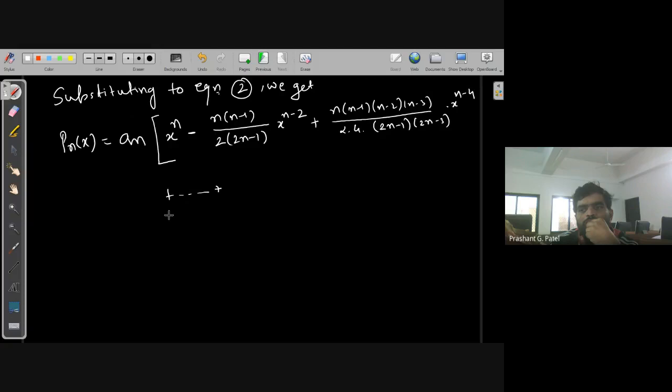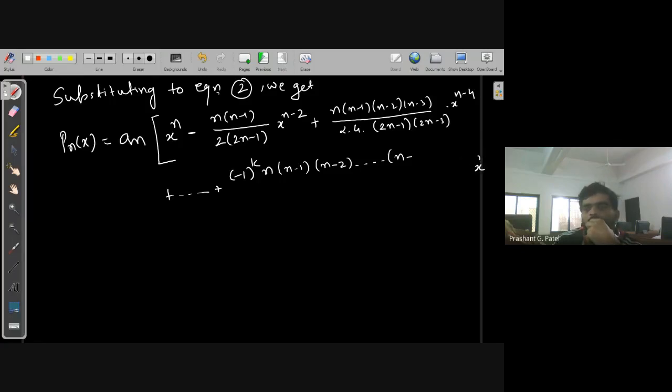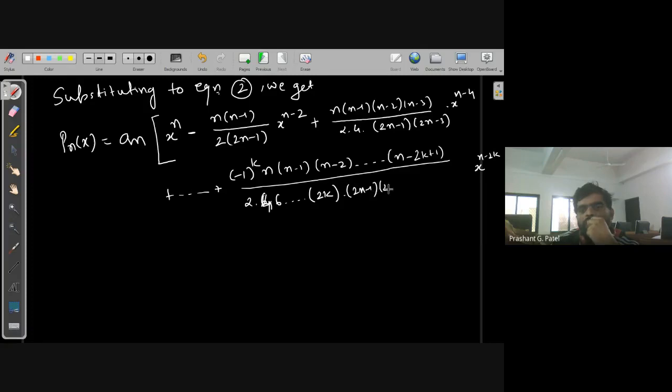In general, the kth term can be written as minus 1 raised to k, n into n minus 1, n minus 2, up to n minus 2k plus 1, upon 2 into 4 into 6 up to 2k, then 2n minus 1, 2n minus 3, up to 2n minus 2k plus 1, into x power n minus 2k, plus so on. When it is n minus 2, it is the second term; 4 is the third term; when it was 6, it goes up to 5. I call this equation number 4.